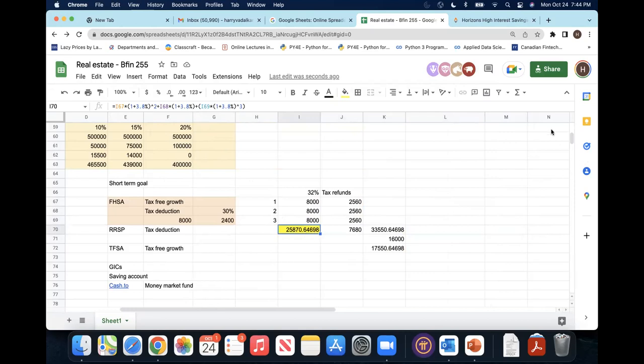in your first housing savings account. Plus you get $2,500 tax back or tax refund from the government each year you file taxes. So that is 7,680. Keep that money aside. Do not use it for anything else. So in total, you're getting 33,550, right?